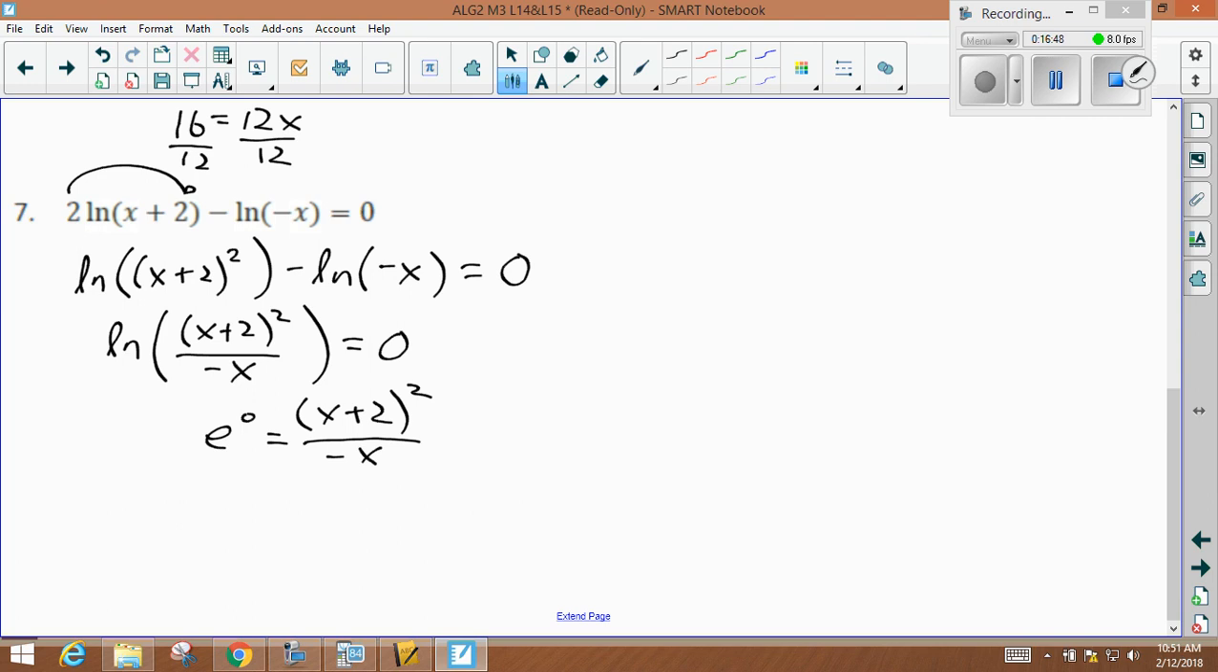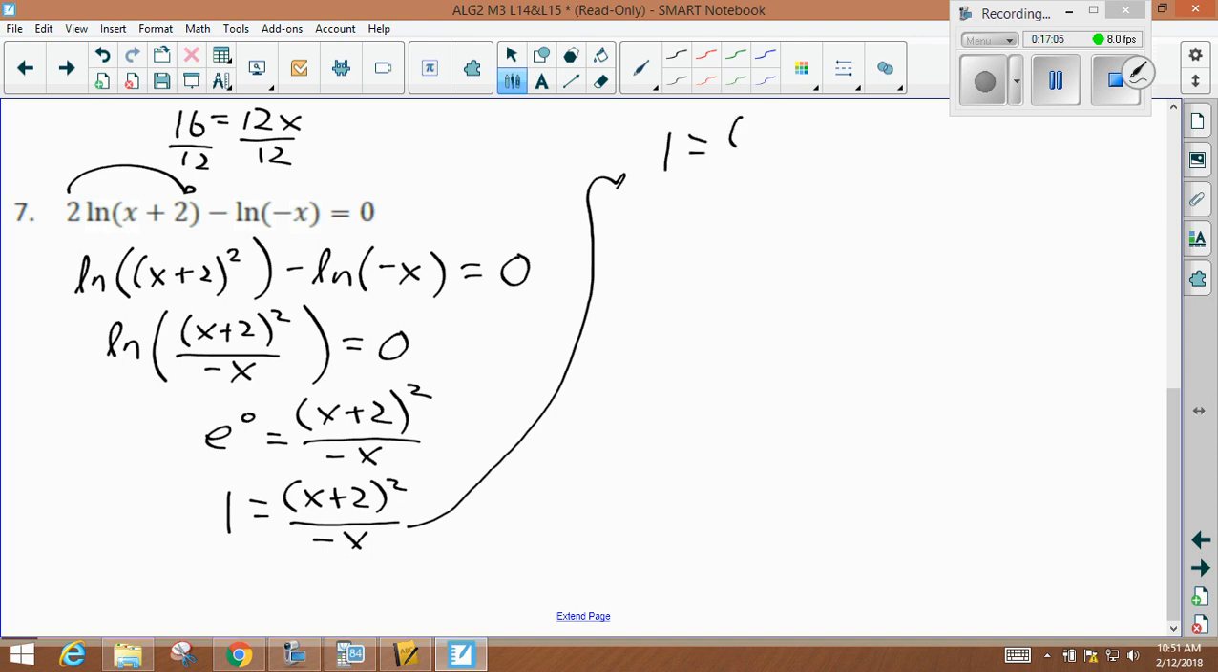So that means that 1 is equal to (x plus 2) squared, right? Because anything to the 0 power is 1. I'm going to go ahead and write this back up here because I'm running out of space. I'll just rewrite the problem up here, just rewrite where we're at.